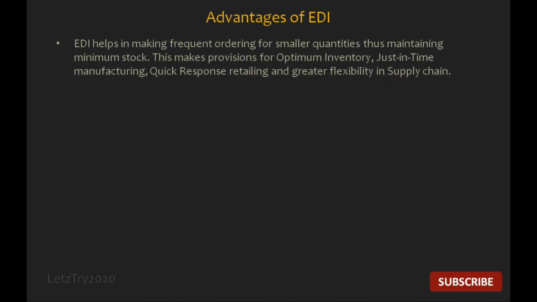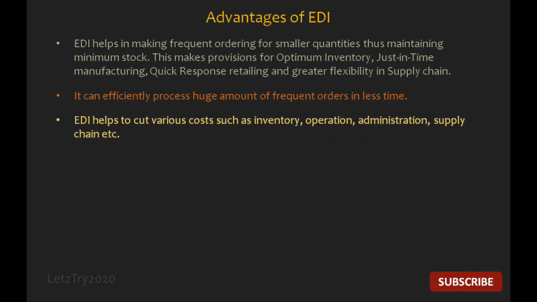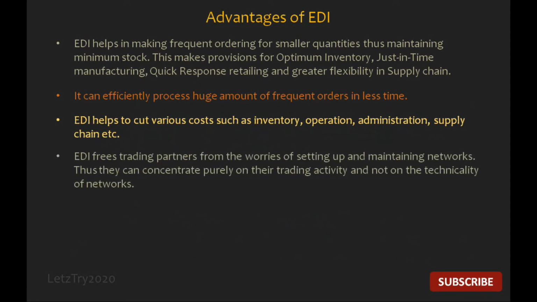EDI helps in making frequent ordering for small quantities, thus maintaining minimum stock. This makes provisions for optimum inventory, just-in-time manufacturing, quick response retailing, and greater flexibility in supply chain. It can efficiently process huge amount of frequent orders in less time. EDI helps to cut various costs such as inventory, operation, administration, supply chain, etc. EDI frees trading partners from the worries of setting up and maintaining networks. Thus, they can concentrate purely on their trading activity and not on the technicality of networks.